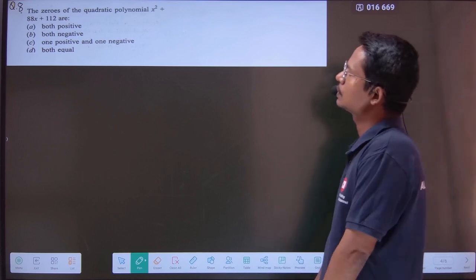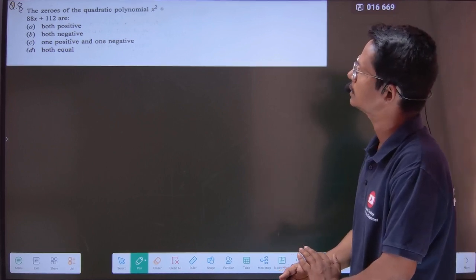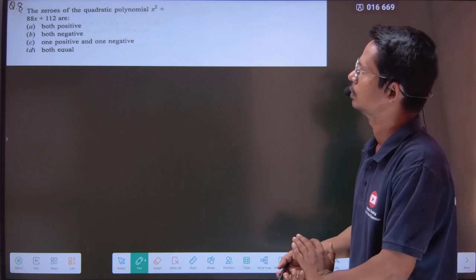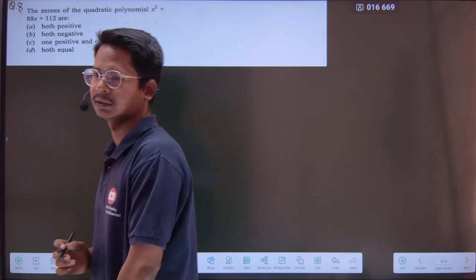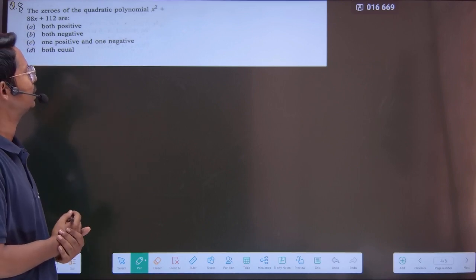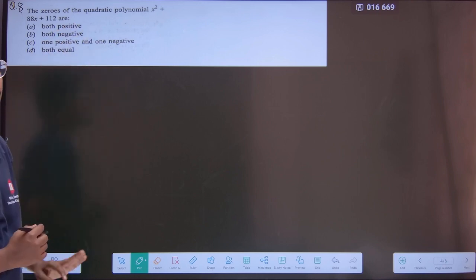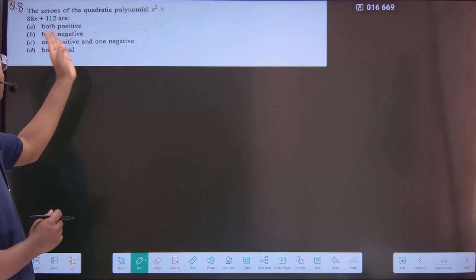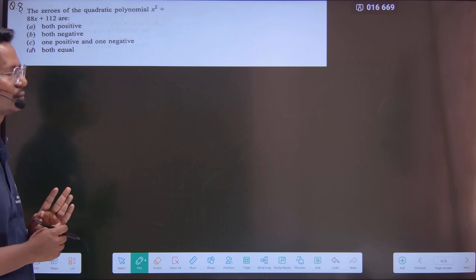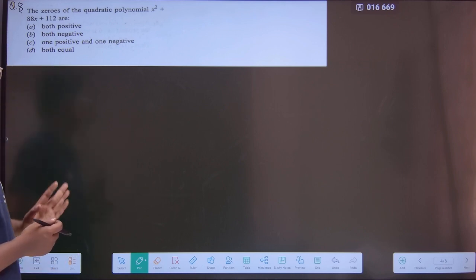8th one: the zeros of the quadratic polynomial x² + 88x + 112 are... it is with respect to the sign. You need to understand what sign you will get for this given polynomial. You can see all three, the a value, b value, and c value, are actually positive. In that case, what sign you will get for the zeros, that you need to find.